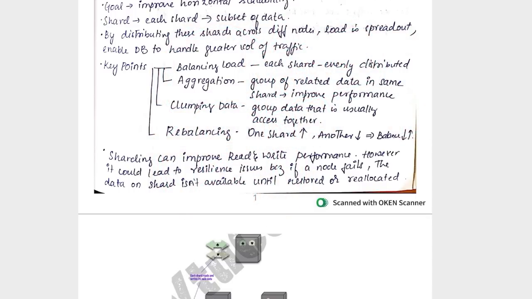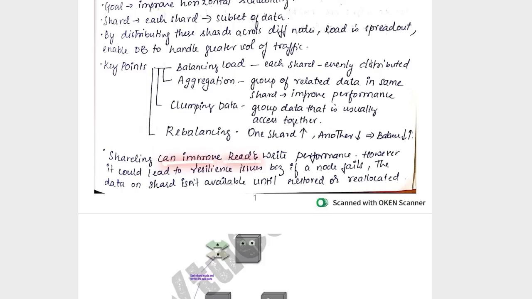Next we have rebalancing. That is, over time certain shards may not be utilized, right? They may be just stored. In such conditions, we have to perform rebalancing. That is, from the most popular shards, we have to distribute the load equally. By rebalancing, we are reducing the complexity also.